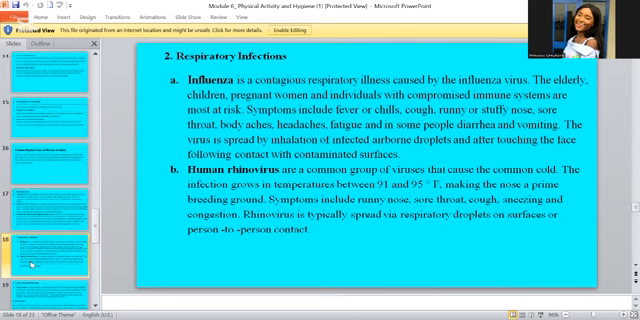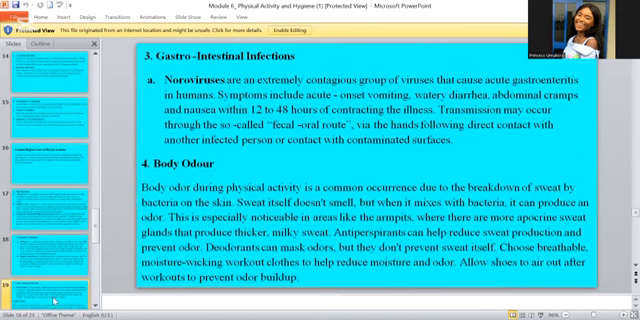Human rhinoviruses are a common group of viruses that cause the common cold. The infection grows in temperatures between 91 and 95 degrees Fahrenheit, making the nose a prime breeding ground. The symptoms may include runny nose, sore throat, cough, sneezing, and congestion.